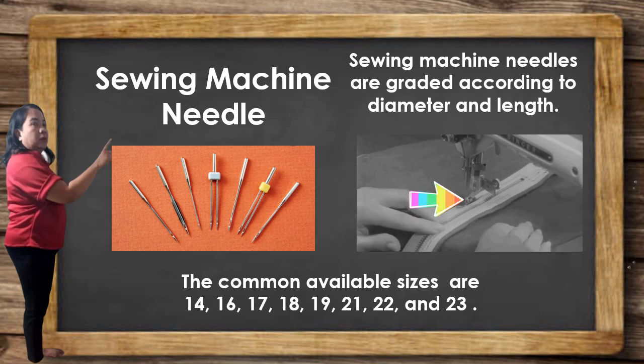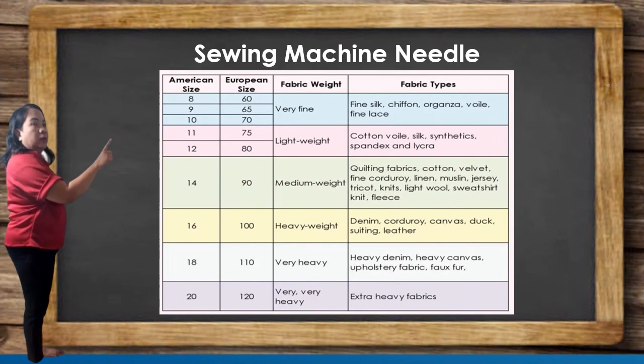Sewing machine needles are graded according to diameter and length. The sizes of the sewing machine needles depend on the fabric weight and the fabric types.